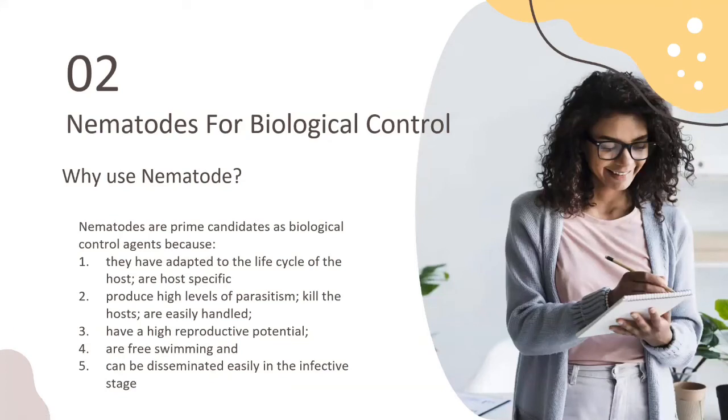Why should we use nematodes? Nematodes are prime candidates as biological control agents because they have adapted to the life cycles of the host and mainly are host specific. The second is that they produce high levels of parasitism. They will kill the host and are easily handled. The third is that they have a high reproductive potential. The fourth is that they are free swimming, and the fifth is that they can be disseminated easily in the infective stage.